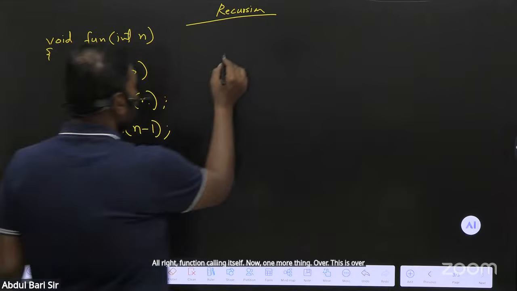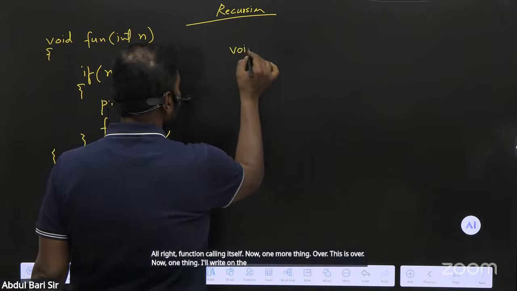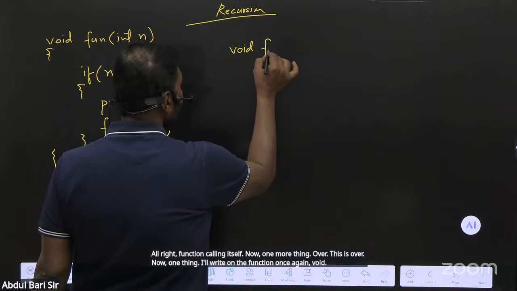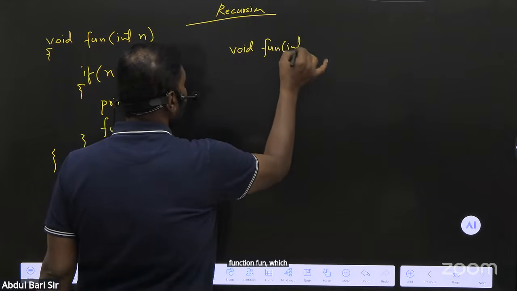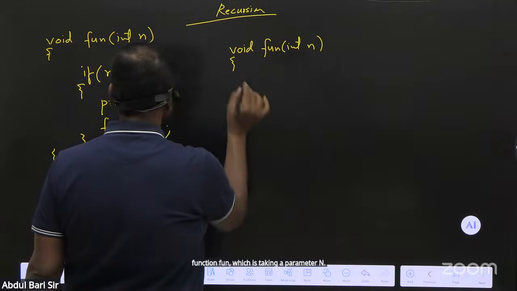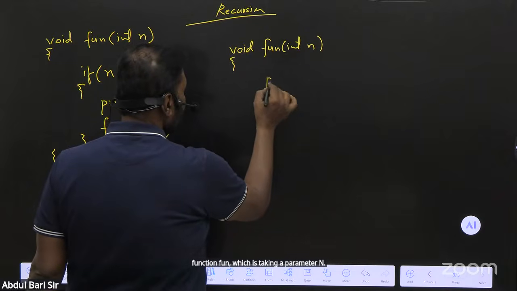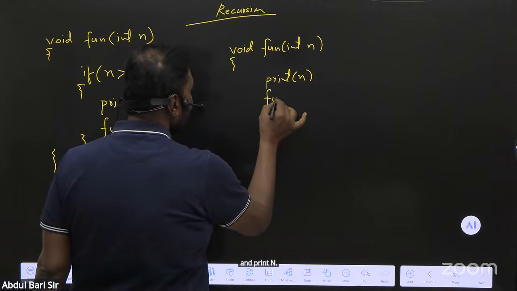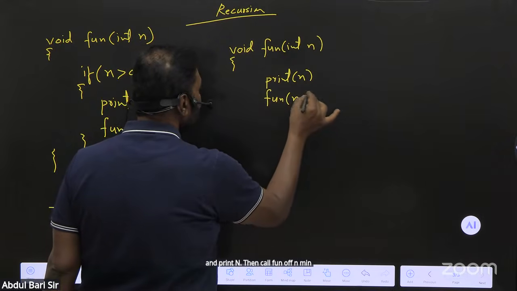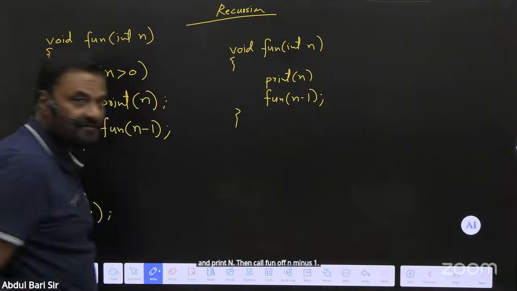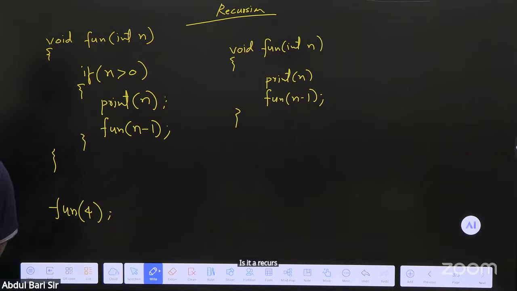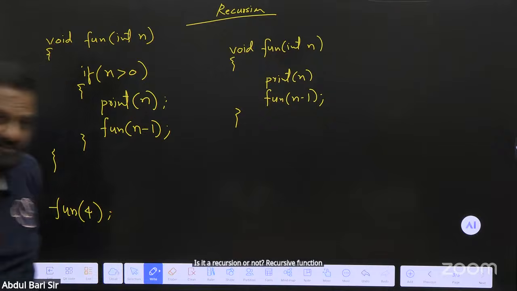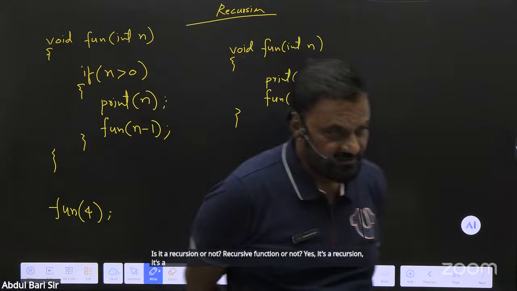Now, one more thing. I'll write the function once again. Void fun, which takes a parameter n, and print n, then call fun of n minus 1. Is it a recursion or not? Recursive function or not? Yes, it's a recursion. It's a recursive function. All right.